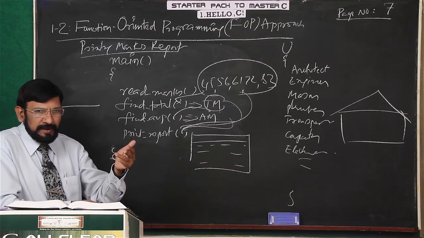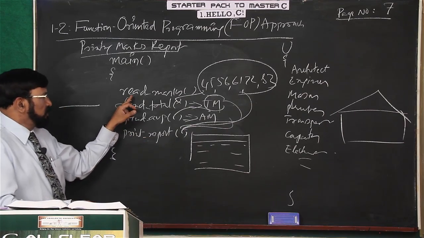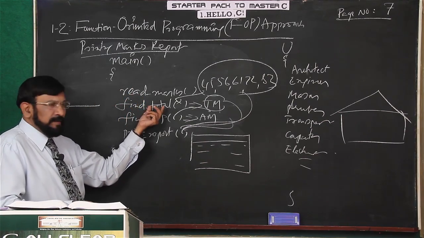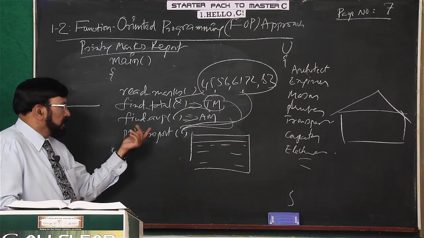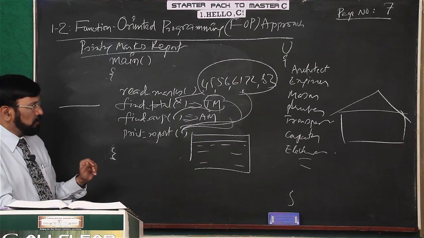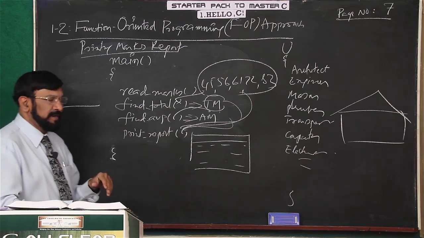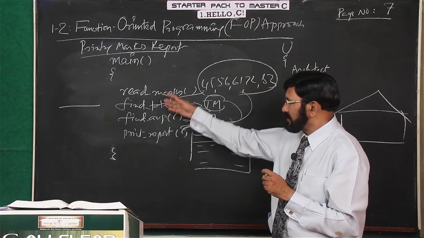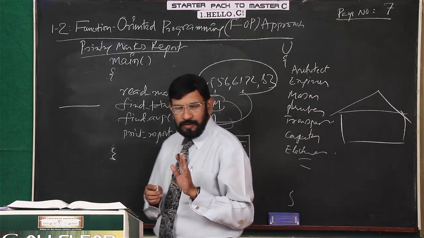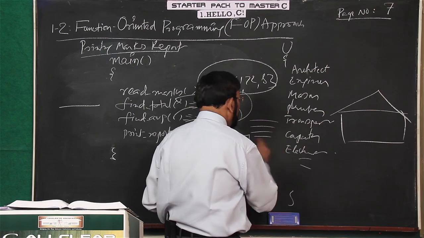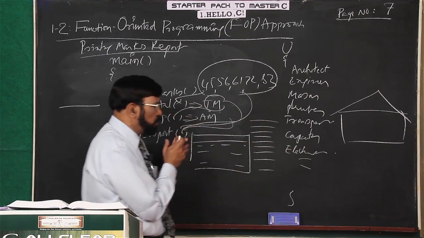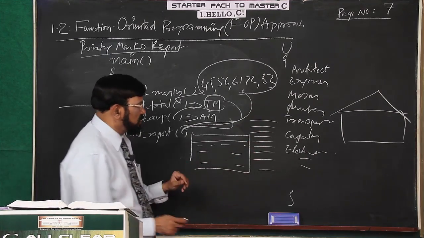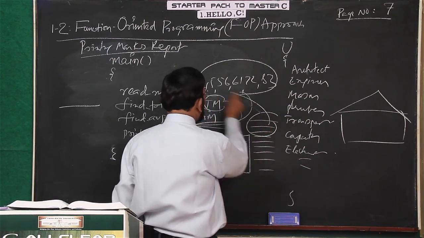As soon as I say carpenter, you understand what it does. As soon as I say read marks, you should understand what it is doing. If I say find total, you should understand what it is doing. In this way, if you build the program, this is called the function-oriented programming approach. From day one, you don't write this type of model. Initially, you write code as a set of instructions like this only. Once you achieve command over writing programs like this, ultimately you develop this model.